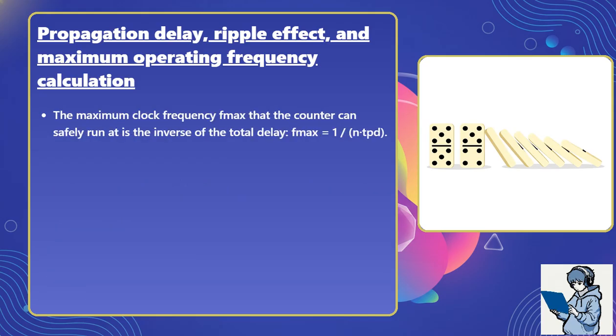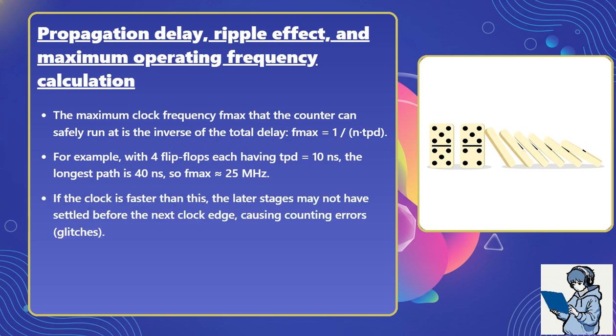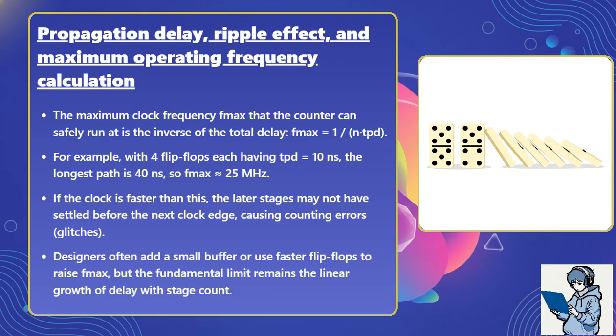The maximum clock frequency, Fmax, that the counter can safely run at is the inverse of the total delay: Fmax equals 1 divided by n times tPD. For example, with 4 flip-flops each having tPD equals 10 nanoseconds, the longest path is 40 nanoseconds, so Fmax is approximately 25 MHz. If the clock is faster than this, the later stages may not have settled before the next clock edge, causing counting errors, glitches. Designers often add a small buffer or use faster flip-flops to raise Fmax, but the fundamental limit remains the linear growth of delay with stage count.